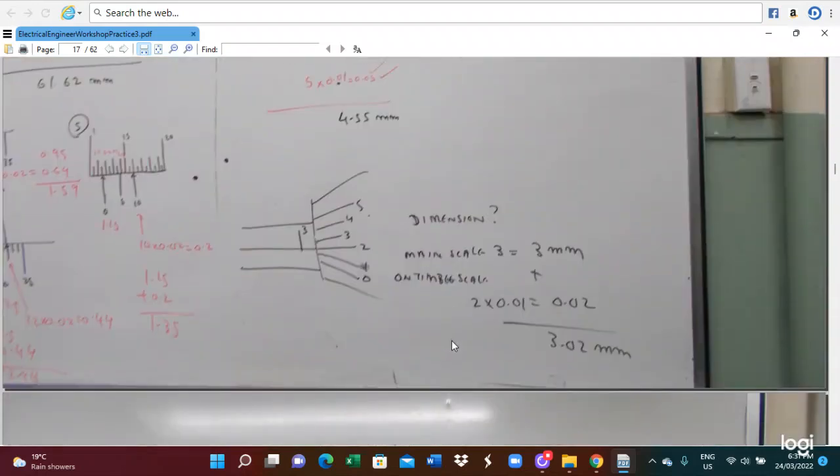In this case, you also see there's a main scale value. The main scale is the number 3, so you add 3 millimeters. Timber scale 2, so this timber scale 2 multiplied by 0.01 is 0.02. So you add this to get 3.02 millimeter.